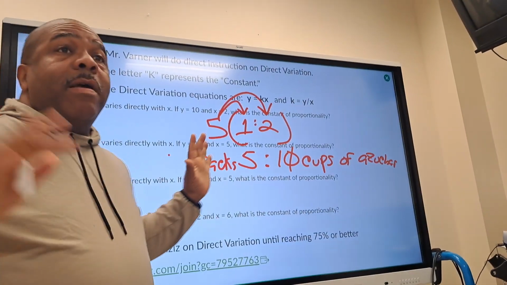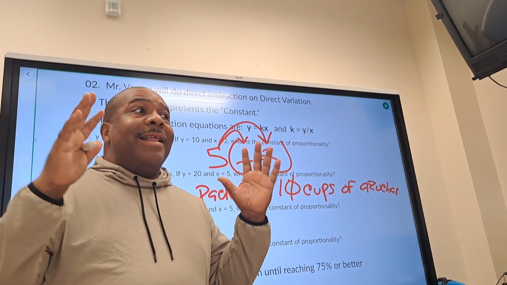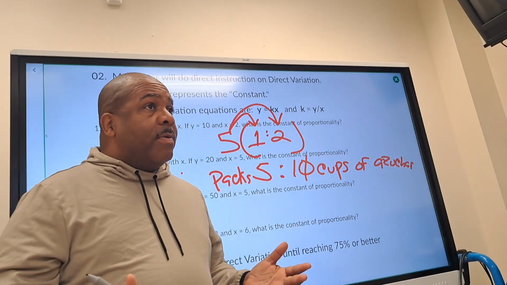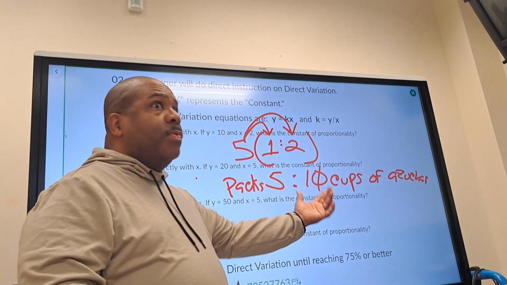All right, good. That's proportion. That's what direct variation is. Does that make sense? Yes, sir. That's all we're talking about is how we do this.